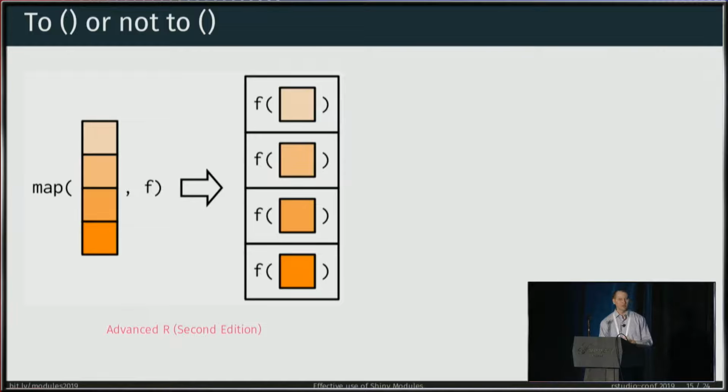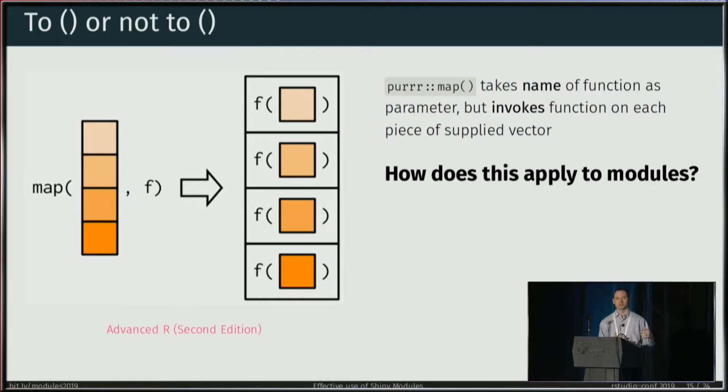So I believe a lot of you are familiar with, of course, the tidyverse and things like the purrr package and base R's apply. For those uninitiated, the map function takes this vector of stuff and applies the function f to each of these pieces. Notice that in the map call, we're taking the name of that function as the input, but then we're invoking that function on these pieces individually.